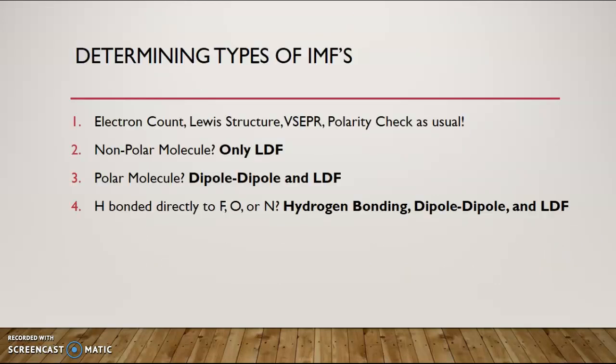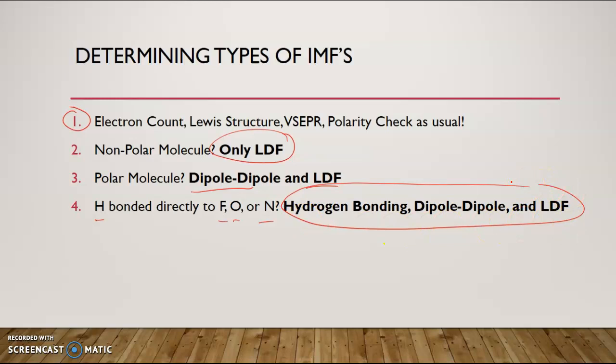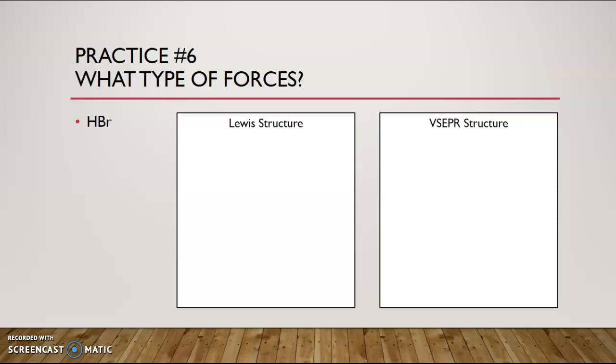So, determining the types of intermolecular forces. This step number 1 is the most important, and it's the way that we've been leading up this entire unit. You do your electron count first, you draw your Lewis structure, you draw your VSEPR model, you check to see if there's molecular polarity. Then you look at, based off of whether or not this molecule is polar, what are the intermolecular forces that it experiences? If it is nonpolar, it only experiences London dispersion forces. If it's polar, it experiences dipole and London dispersions. If you have a hydrogen directly bonded to a fluorine, oxygen, or nitrogen, then it experiences all 3 of our intermolecular forces. So here is a practice.